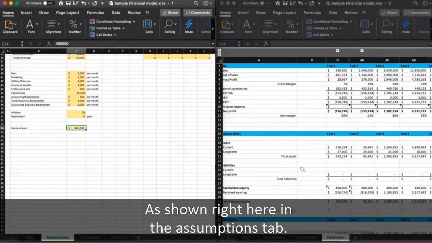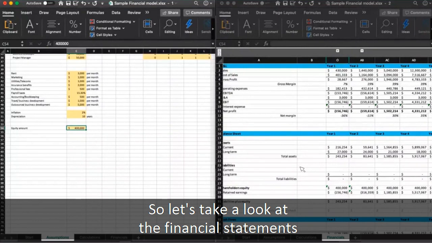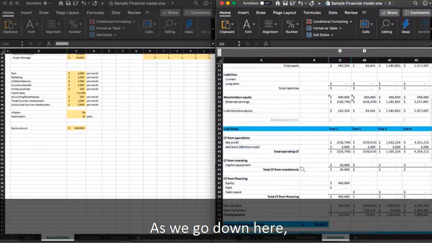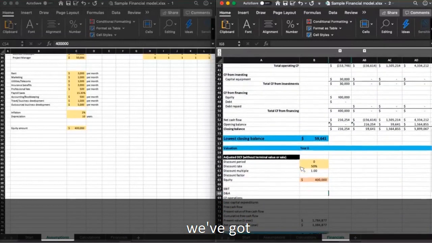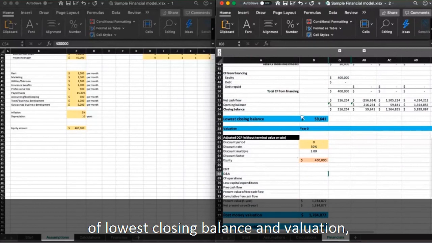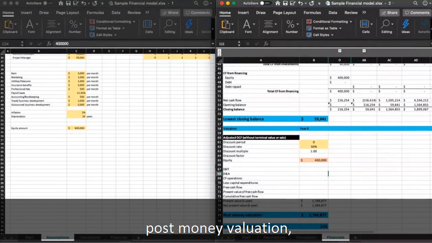in the Assumptions tab. So let's take a look at the financial statements on the right side of the screen. As we go down here, after the cash flow statement, we've got some dashboard mechanics of lowest closing balance and valuation, post-money valuation, investor shareholding.